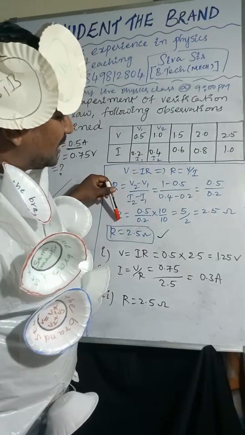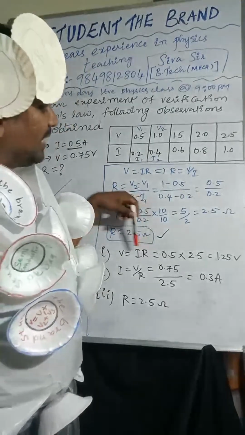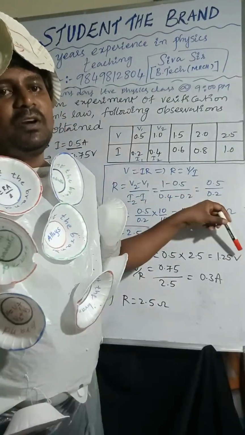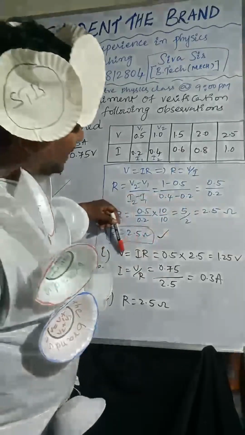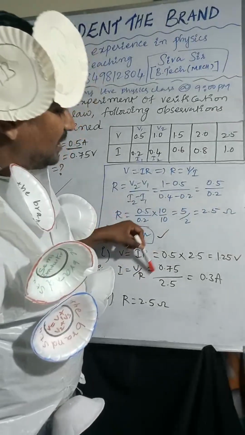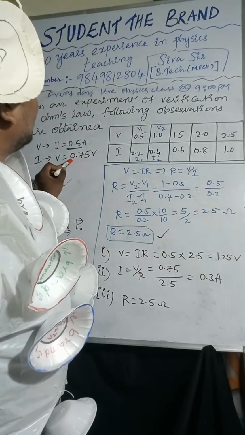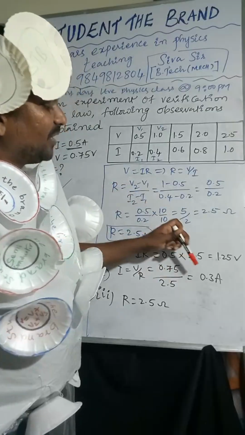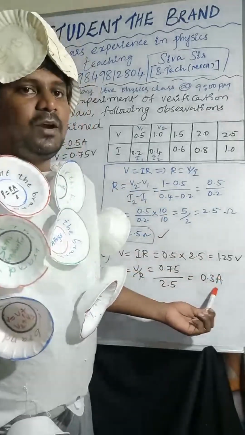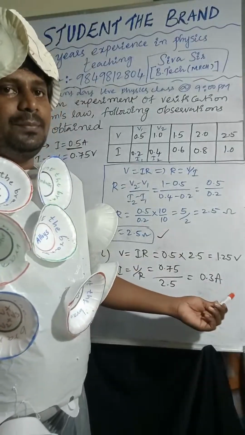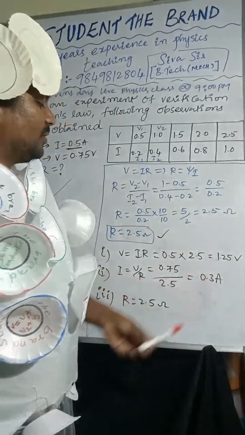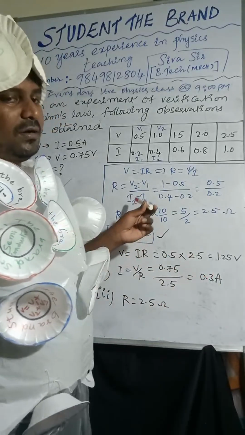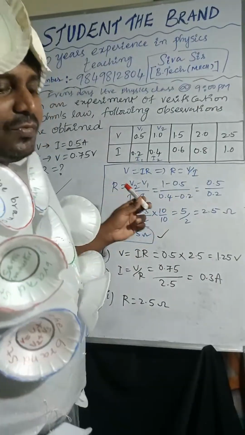That is the resistance. Now the potential difference: V equal to IR, 0.5 into 2.5, that is nothing but 1.25. Then we need to find the I value, V by R. Here V is 0.75 and the resistance we solved is 2.5. If you solve this, you'll get 0.3 ampere. The resistance anyway we found as 2.5.